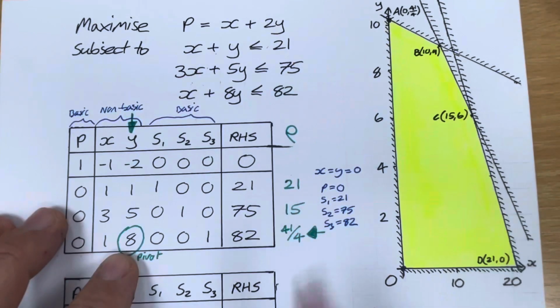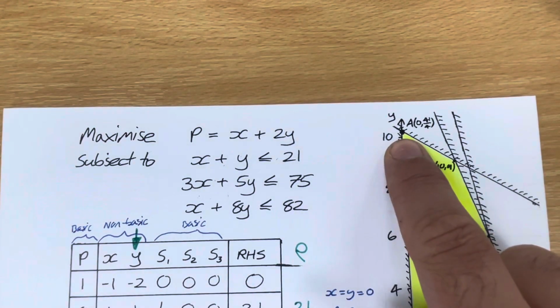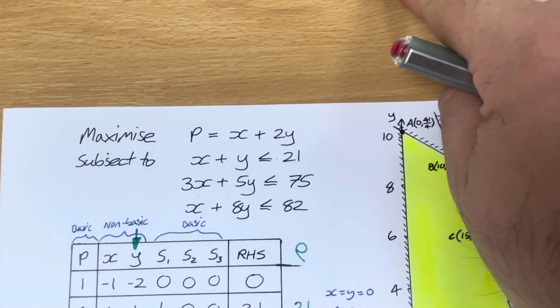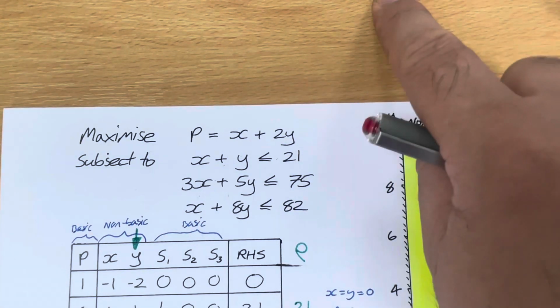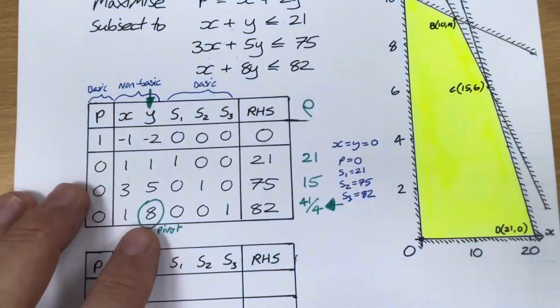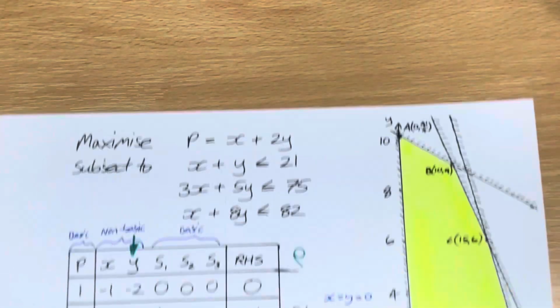The problem is I don't want to leave the feasible region. So I've got to take the smallest one, because if I take any others, I would have shot out of the feasible region, and that's not good. I can't leave the feasible region. I've got to remain in the feasible region. So this is why we take the smallest value from the ratio test, because I don't want to leave the feasible region.